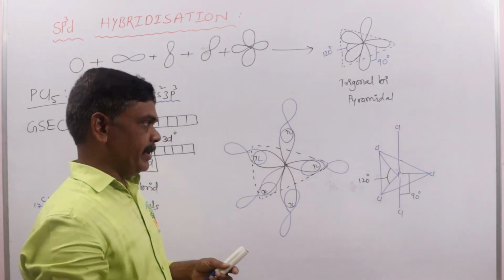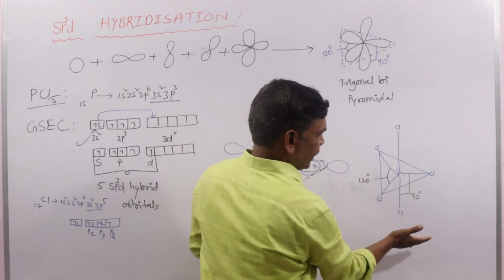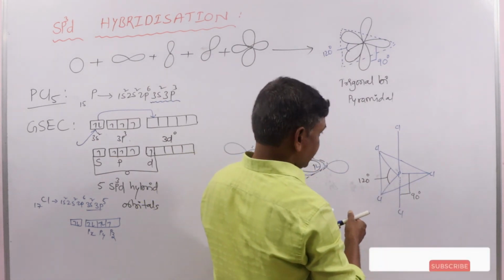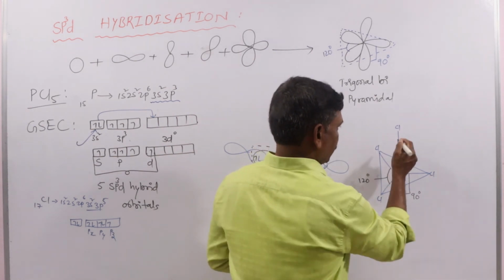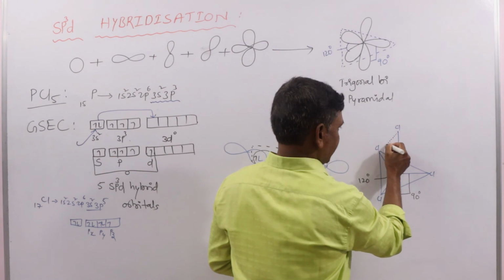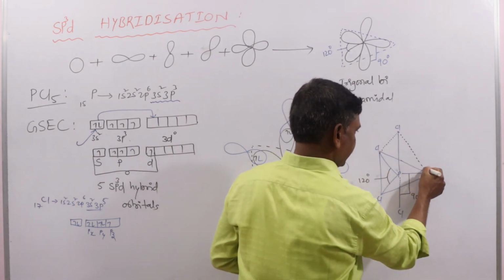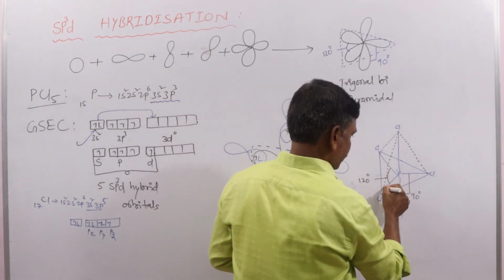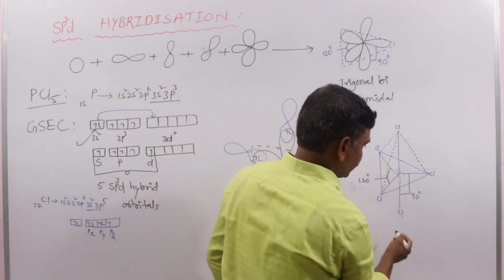So bipyramidal means what? Above the plane and below the plane, we are getting a pyramidal structure. Now I am drawing the pyramidal structure of PCl5. So this is the above-the-plane pyramidal structure. Like that, below also the same.